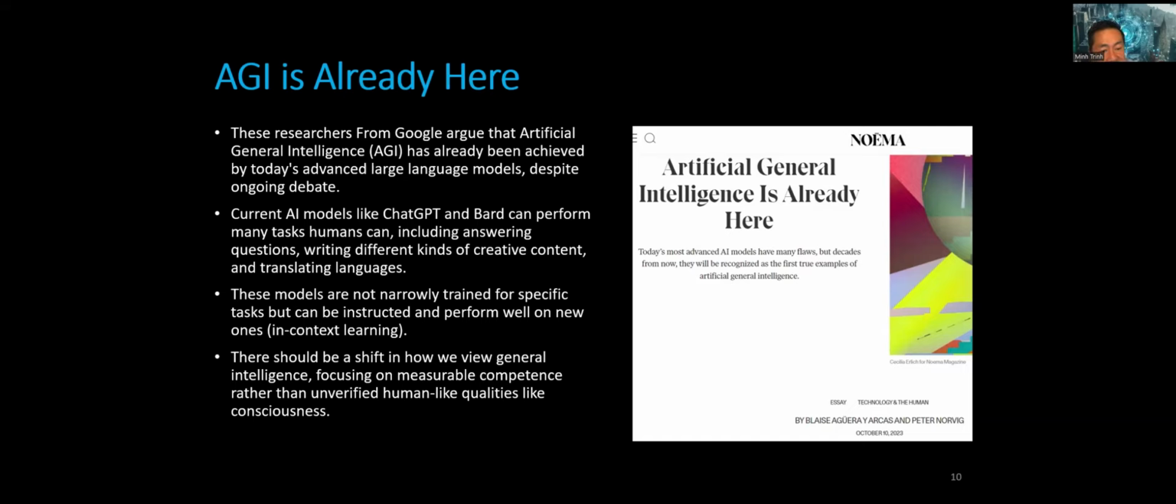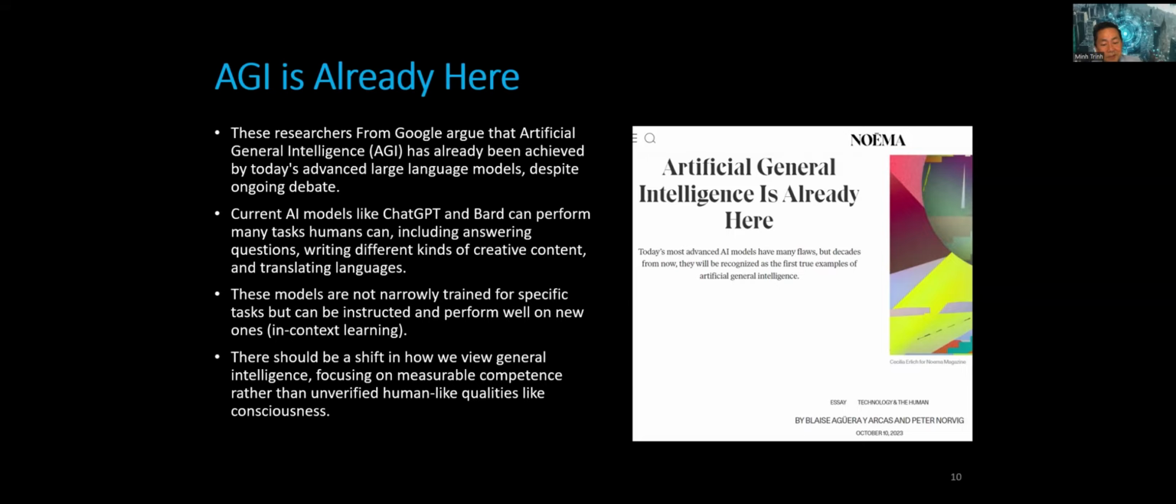What they argue is that current AI models, ChatGPT and Bard, which is a language model from Google, can perform many tasks that humans can, including answering questions, writing different kinds of creative content, translating languages. They're not narrowly trained for specific tasks, and they can be instructed to perform well on new ones, using what they call in-context learning. In-context learning means that when you interact with ChatGPT, you can describe exactly what you want, and ChatGPT will understand what you want. You can give a few examples, or say, prove the Pythagorean theorem in the style of a Shakespeare sonnet, and these kinds of things, right? And you can do it most of the time.